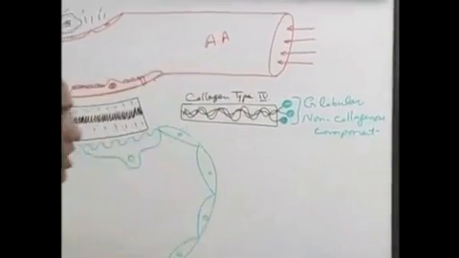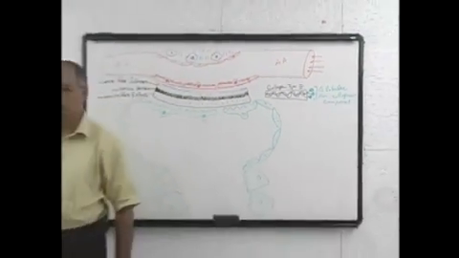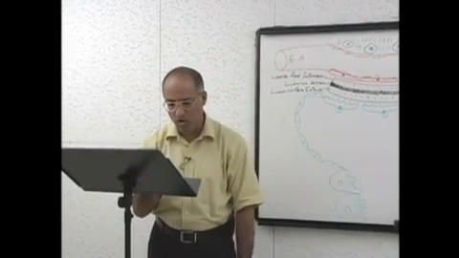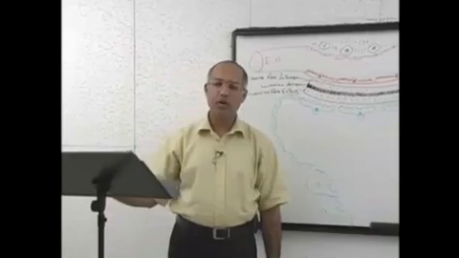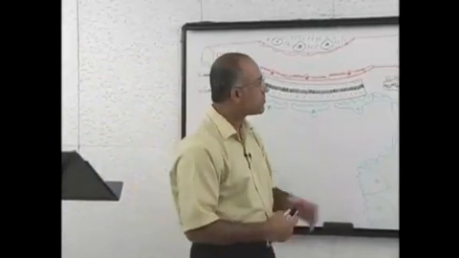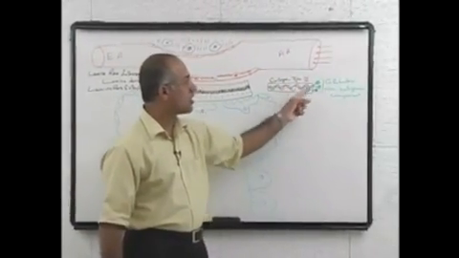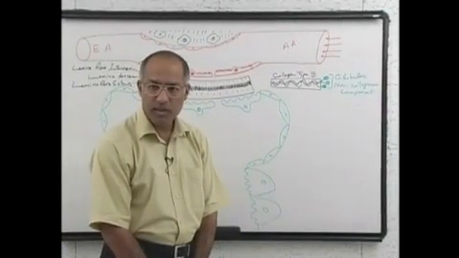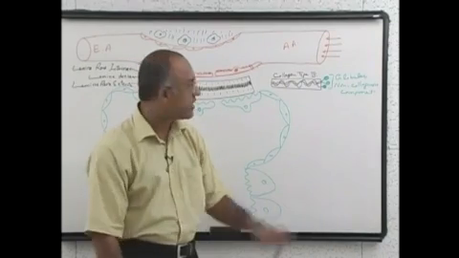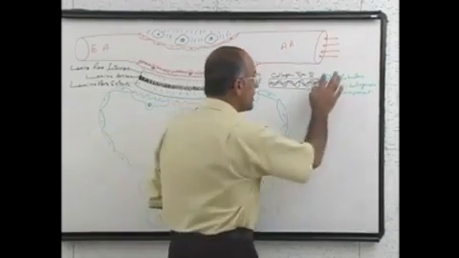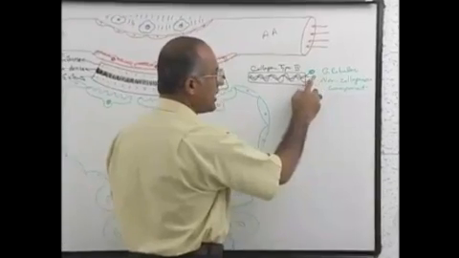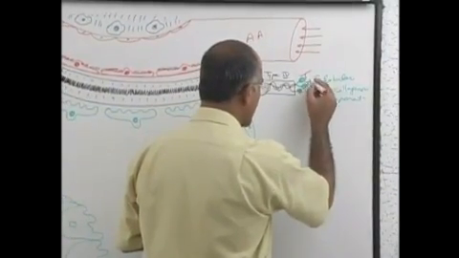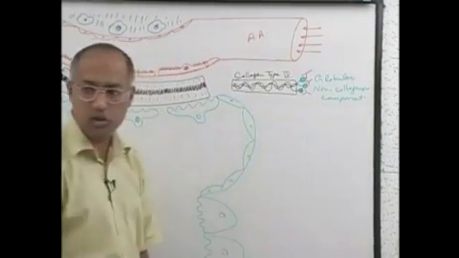This is called the globular non-collagenous component of the peptide, or we call it the globular non-collagenous domain. This globular non-collagenous domain of collagen type 4, this green part, in some patients there is formation of antibodies against this structure, and these autoantibodies react here with the collagen.